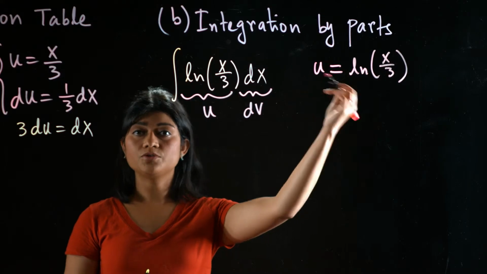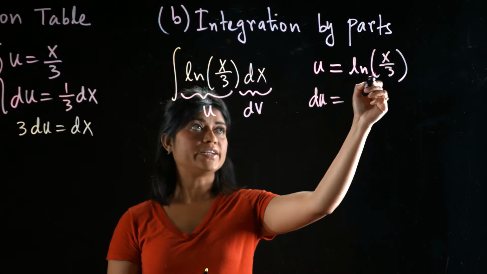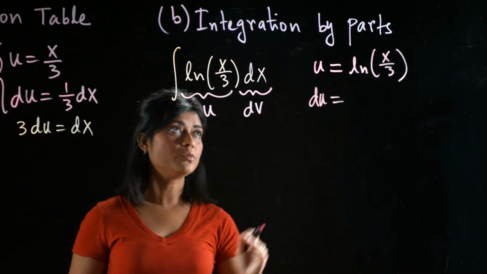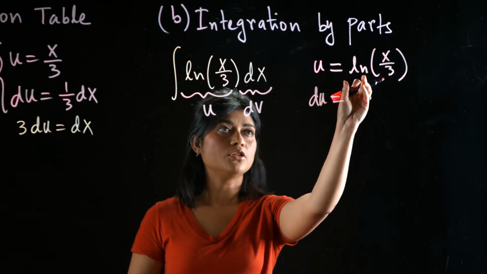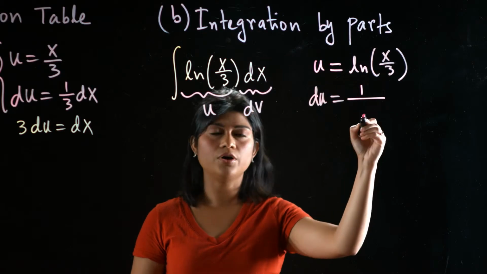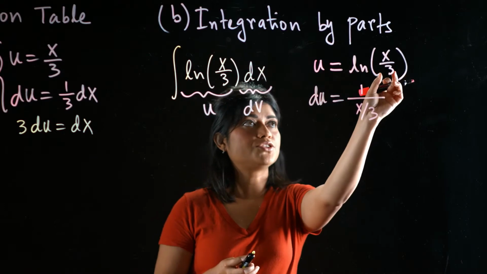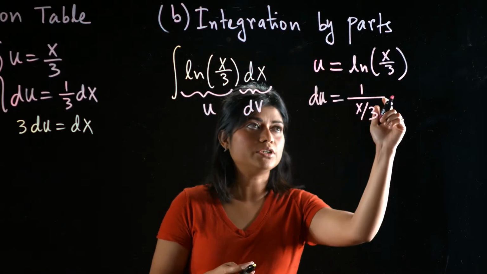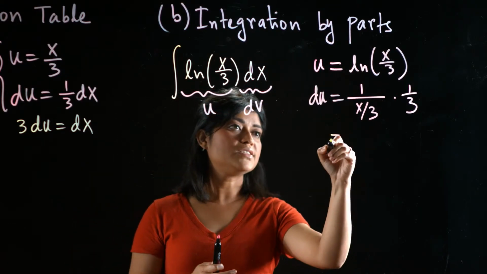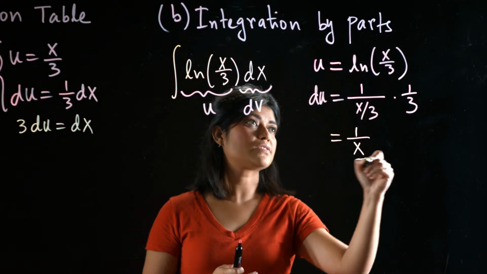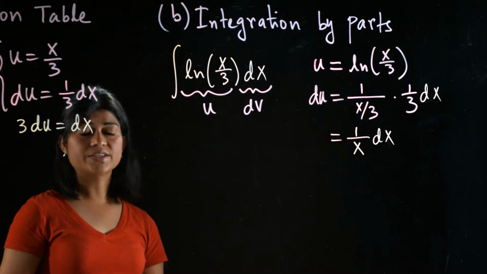And from there you have to compute du, remember. So what is du? So you have to take the derivative of the right hand side. Now you have to apply chain rule because you have natural log and you have an expression x over 3. So outer function is natural log and its derivative is 1 over whatever that expression is, which is x over 3. And then you have to take the derivative of the inner function, x over 3, whose derivative is 1/3. So if you simplify, see this is just 1 over x, and then you also have dx. So du is 1 over x dx.